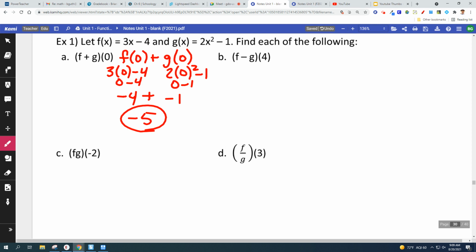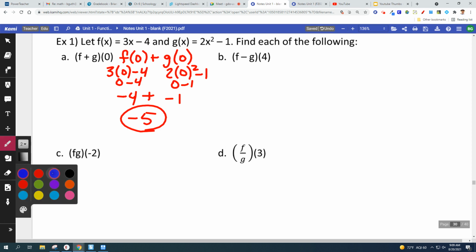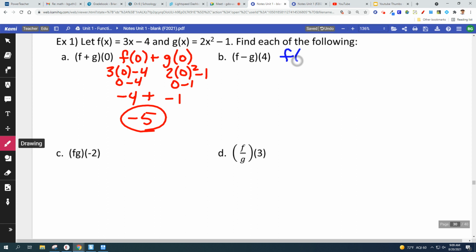So then part B, we're going to plug in 4 and we're going to subtract. Plug in 4 and subtract. Okay. Plug in 4 and subtract. So again, if you want, you can think of it as f of 4 minus g of 4.